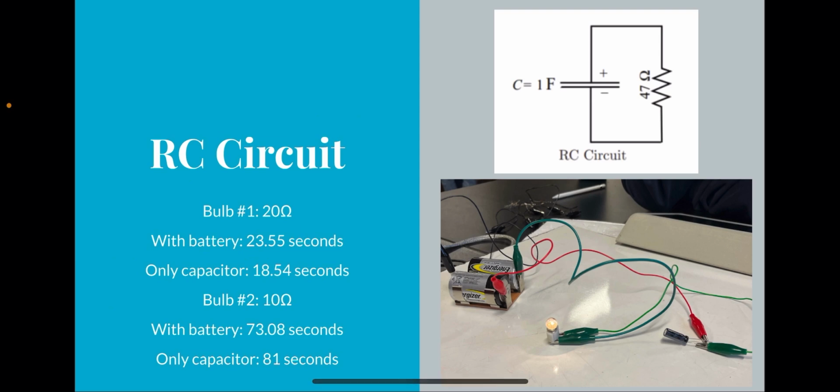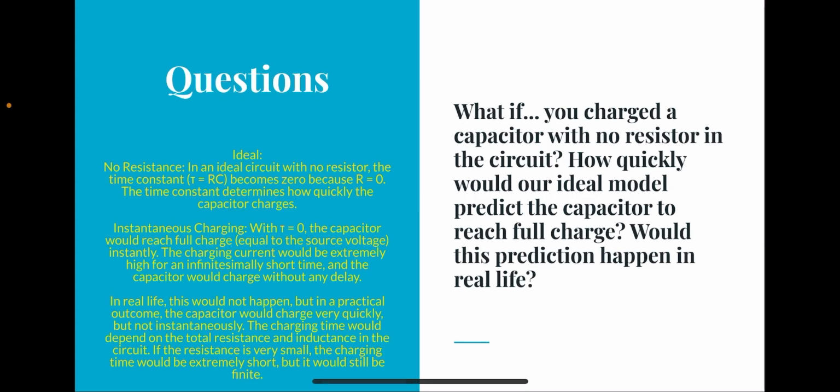The last part was the RC circuit, and this was basically the circuit that we had established at different values with the light bulbs. The first light bulb that we tested we established to be 20 ohms, and then with the battery, it was lit for 23.55 seconds. With only the capacitor, it was 18.54 seconds. The second bulb we established to be 10 ohms after we measured it. With the battery, it stayed on for 73.08 seconds, and with only the capacitor, it stayed on for 81 seconds. And then I also included a picture from our actual lab.